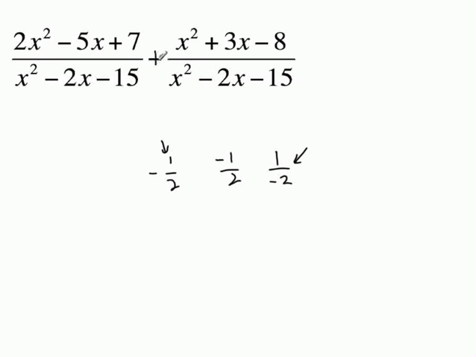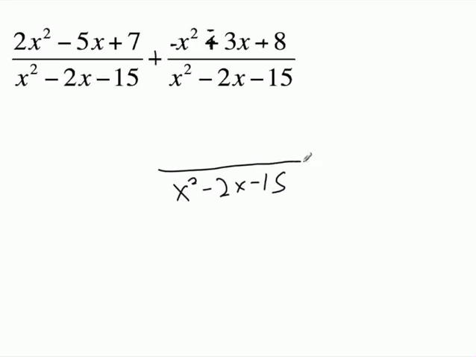So I'm going to take this negative and give it to the top. In other words, I'm going to distribute this out all the way through. So if you do that, remember we just leave the bottom, and then we add the tops. So in other words, 2x squared minus x squared is just x squared. And then negative 5x minus 3x is negative 8x. And then 7 plus 8 is 15.